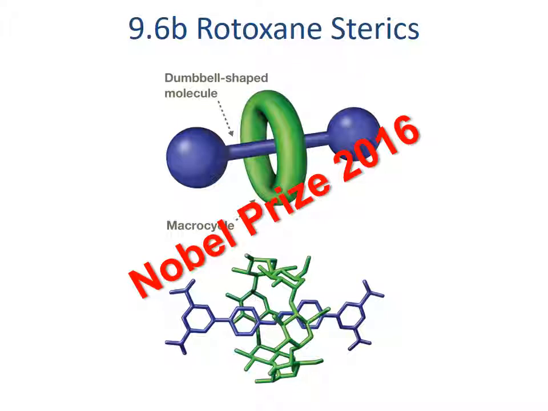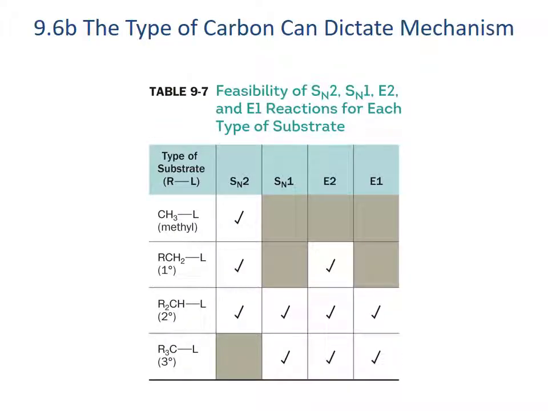Vanderwood's professors. Practically speaking, the type of carbon a leaving group is on will determine what type of reactions are realistically feasible. Unimolecular reactions, SN1 and E1, are only possible when the carbocation is sufficiently stabilized, so tertiary, secondary, and only primary when the carbocations would be resonance stabilized.